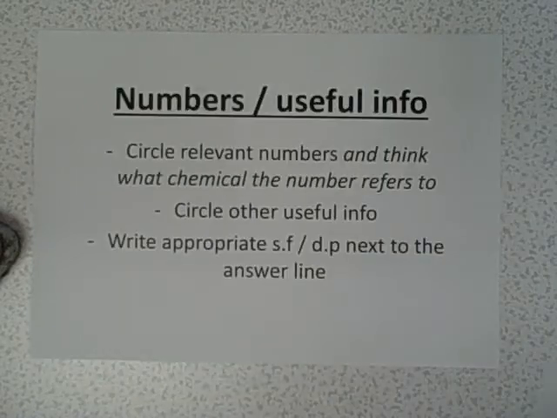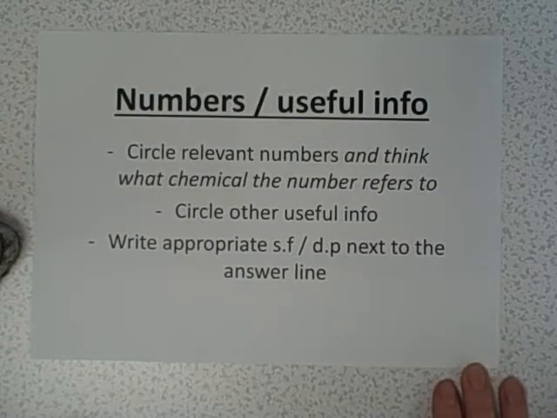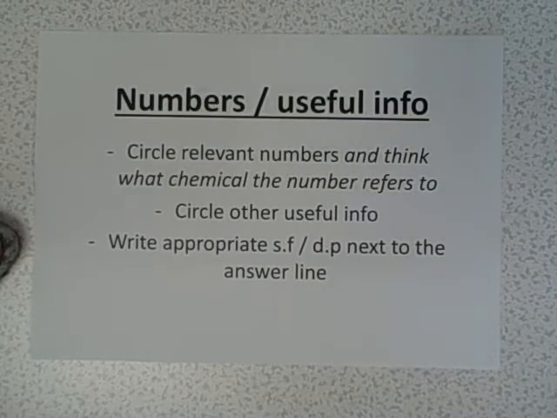Okay. Now, if the question has any numbers or any useful information, circle them. And again, just take a few seconds to have a think about what those numbers are referring to. So if it's 0.1, well, 0.1 what? Is it 0.1 centimetres cubed? Is it 0.1 moles per decimetre cubed? So is it volume or is it concentration? And also, what does it refer to? 0.1 moles per decimetre cubed of HCl. Right, so that's the concentration of HCl. So do analyse not just what the numbers are, but what they're referring to and which chemical they're talking about.